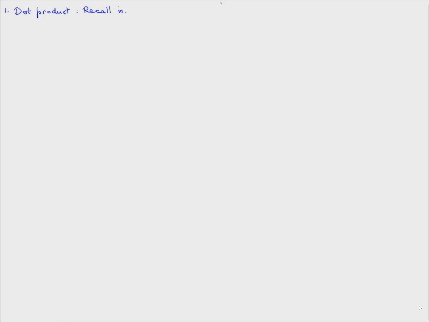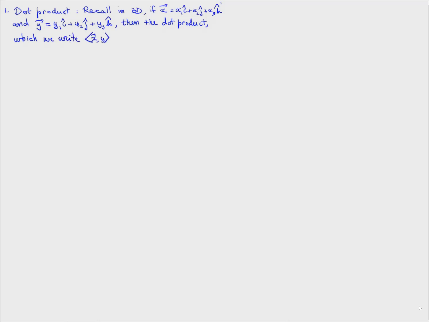You'll recall from 3D, from statics and so on, that if x is x1 i plus x2 j plus x3 k, and y is y1 i plus y2 j plus y3 k, then the dot product of x and y, and we'll use the notation with the brackets for the dot product, is x1y1 plus x2y2 plus x3y3, or we can write that with summation notation, the sum i equals 1 to 3 of xi yi. We can also write this as x transpose y.